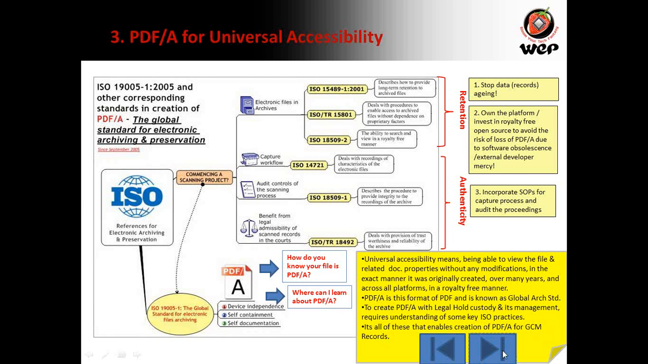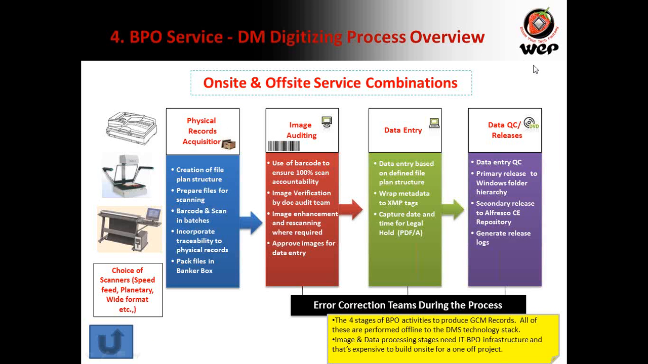So let's take a look at how one provides production-level BPO service to create digital files for long-term deposits. These are divided into 4 stages within the BPO practice. They are done mostly on-site and off-site. There are reasons why part of it is done on-site and other parts are done off-site. We will see which of them can be done on-site economically and which need to be done off-site.